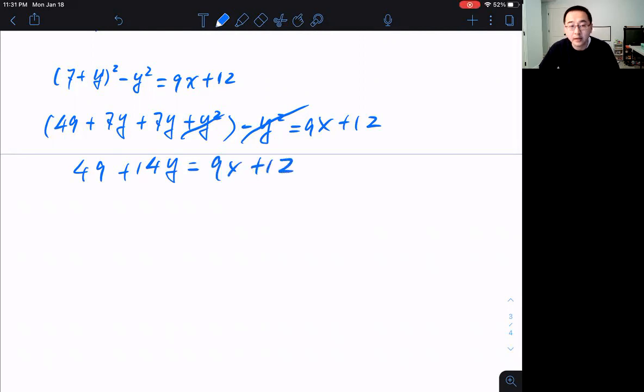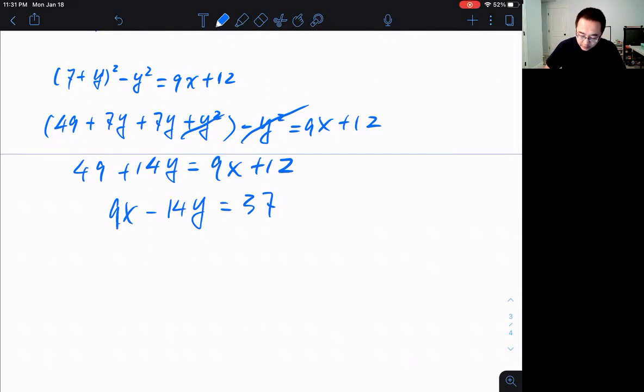So clearly x and y are both in their first power, so this is a linear function. It's a straight line, okay? Now to convert it into the standard form, you just need to move x and y to one side and then the numbers to the other. So you have 9x minus 14y equals 49 minus 12, which is 37. Okay, so this is your standard form of this linear function.